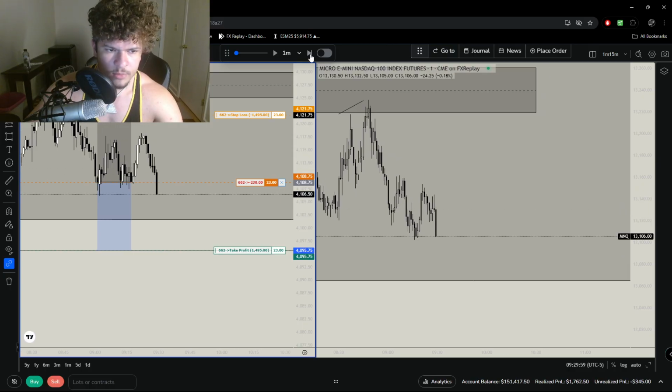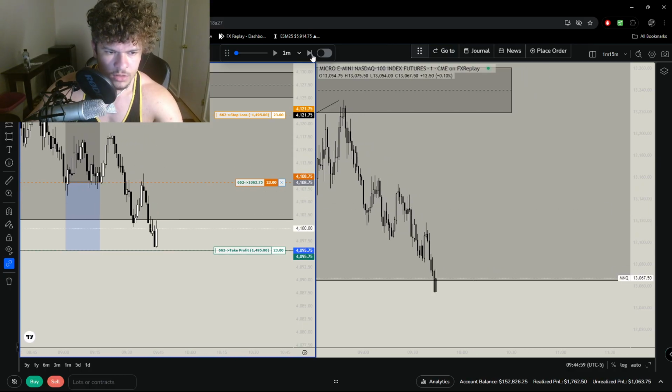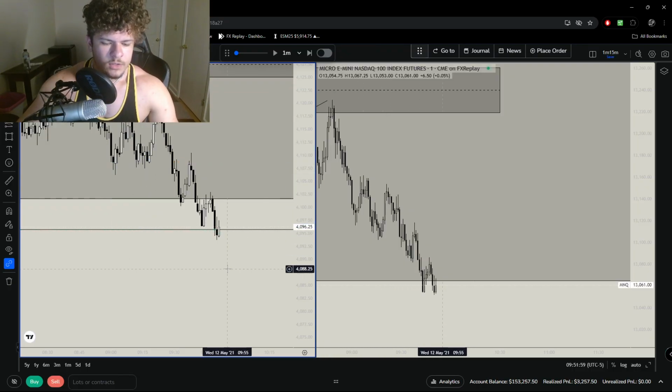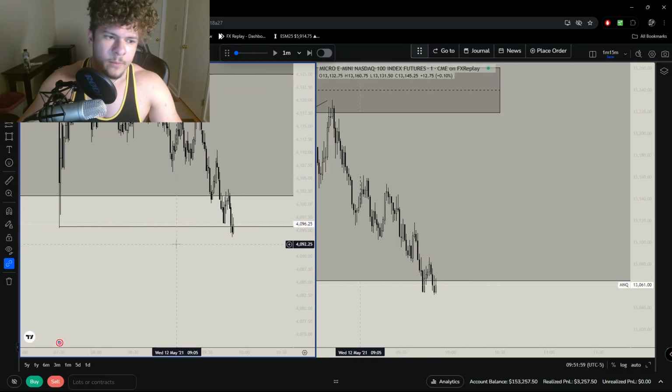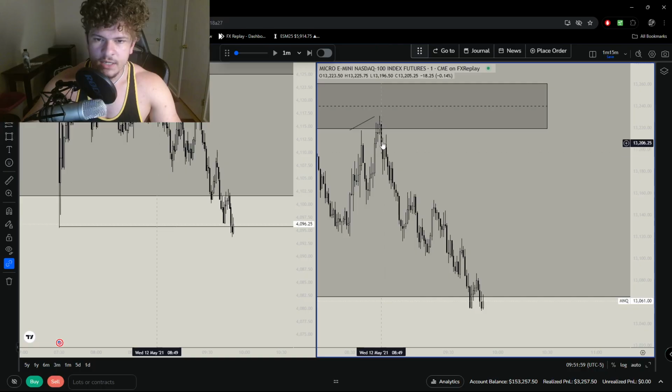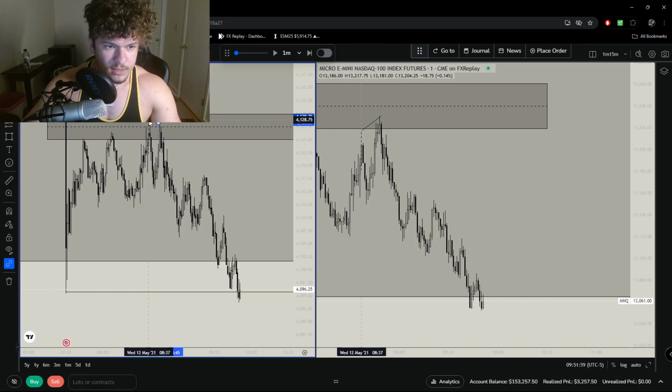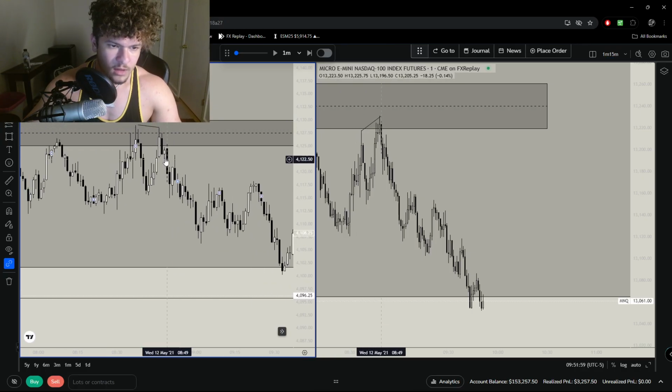And these data wicks tend to be pretty strong draws. And there we go, we get filled. So again, that wasn't my favorite trade. But again, these SMTs, if you look at when the SMT got put in, look at these highs right here. These SMTs tend to be pretty freaking powerful.